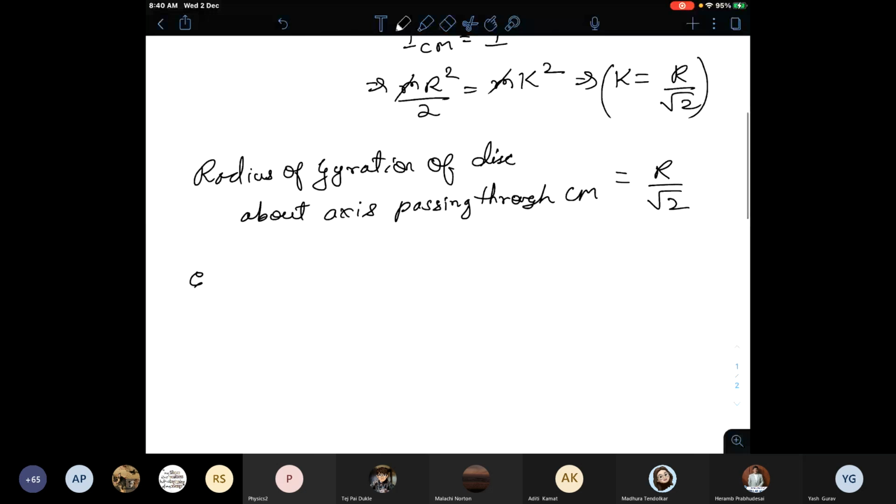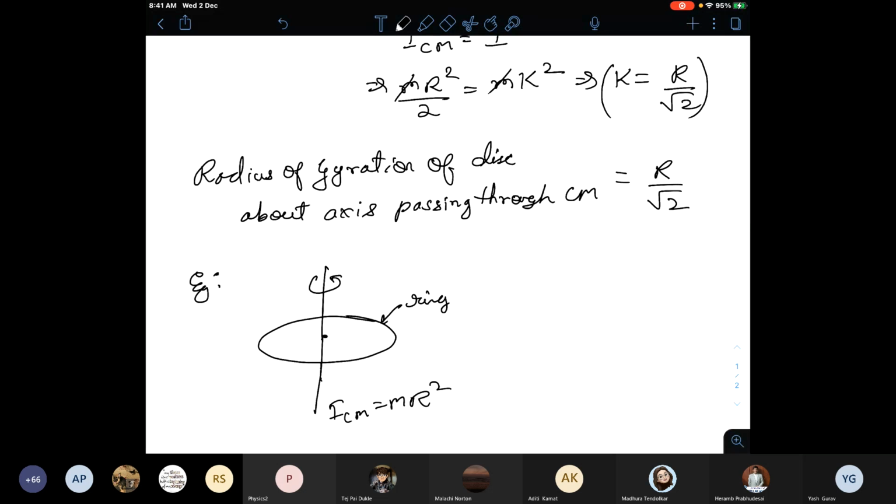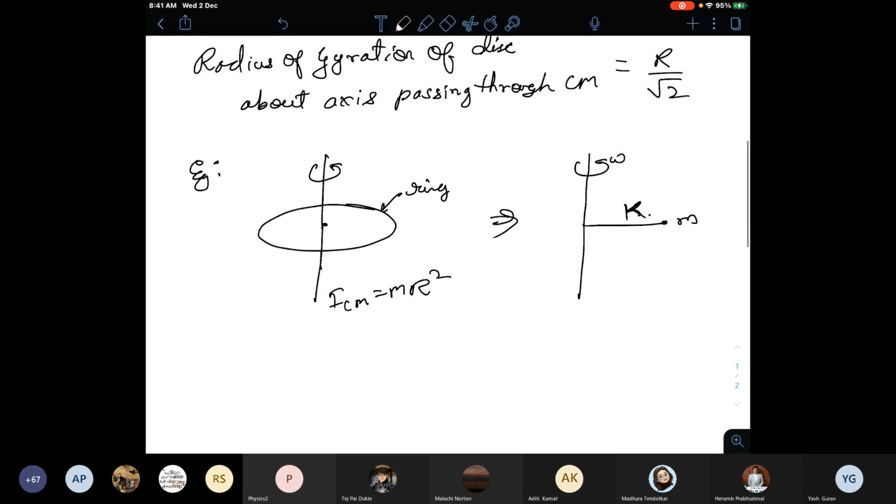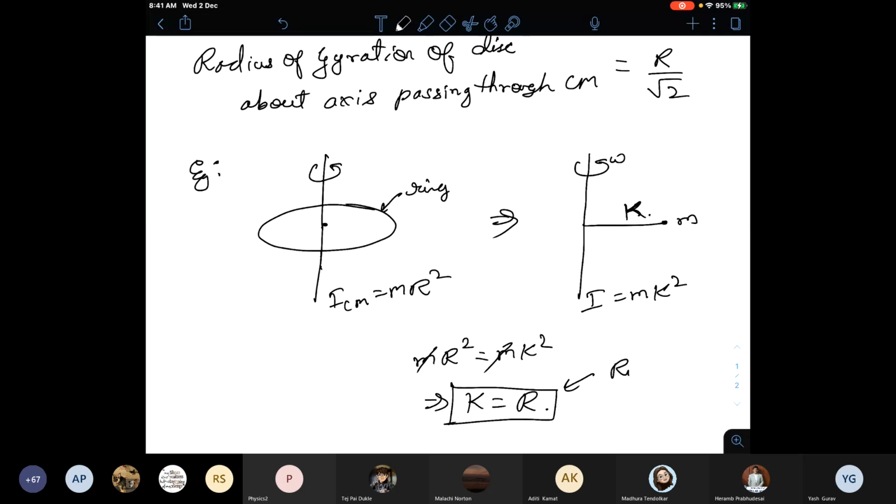Let's see again, a ring. Suppose I have a ring, and it is rotating about its axis like this. So how much will be ICM? mr square, we know this. Now I can convert it into a point mass which is at a distance k from the axis, and it is giving me the same rotational effect as the ring. So moment of inertia should be equal. So mr square is equal to mk square. M gets cancelled, so from here you get the value of k as r. So for a ring, k is r.